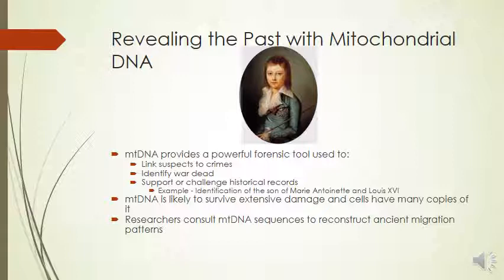For example, it was believed that this grave where a little boy's body was found was that of the Dauphin, who was the son of Marie Antoinette and Louis XVI. By looking at the mitochondrial DNA and comparing it to some mitochondrial DNA from Marie Antoinette, it was found that this indeed was the son, the Dauphin. The mitochondrial DNA is likely to survive extensive damage, and cells have many copies of it. And researchers consult mitochondrial DNA sequences in order to reconstruct ancient migration patterns.